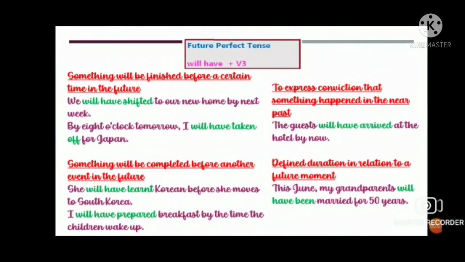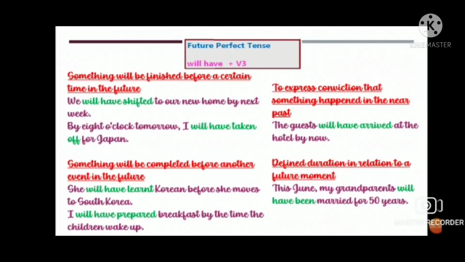Next we have future perfect tense. This takes the form will have plus V3. There are 4 different ways of using this. First one, to mention something will be finished before a certain time in the future. Example, we will have shifted to our new home by next week. So by next week we will have shifted already. So we usually use this within a certain period of time in the future, this would have completed. This particular action will have completed within the certain time limit. By 8 o'clock tomorrow, I will have taken off for Japan.